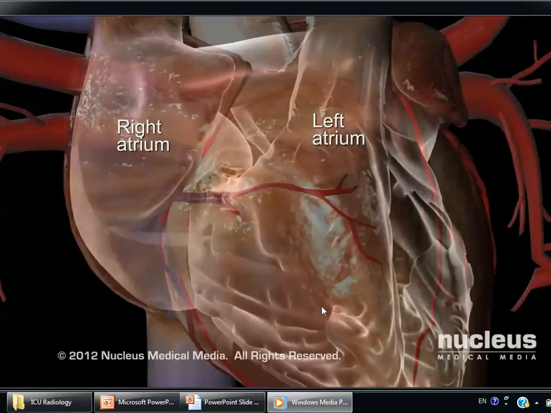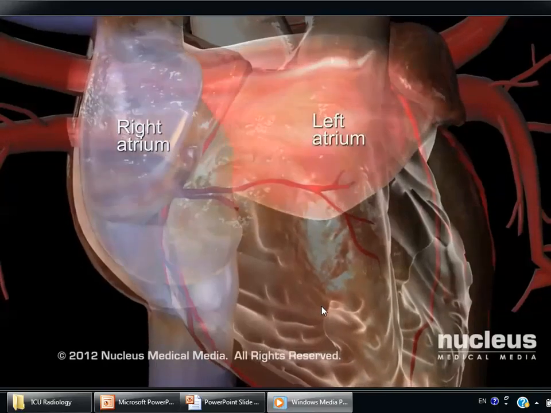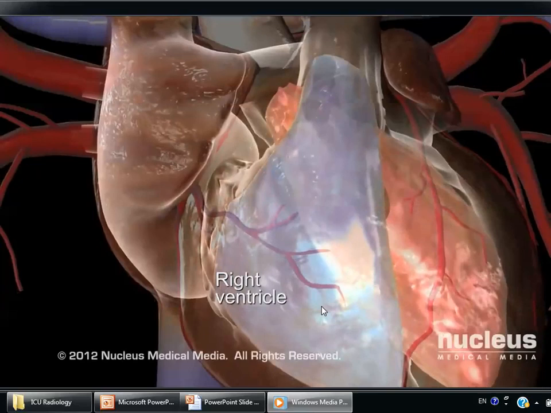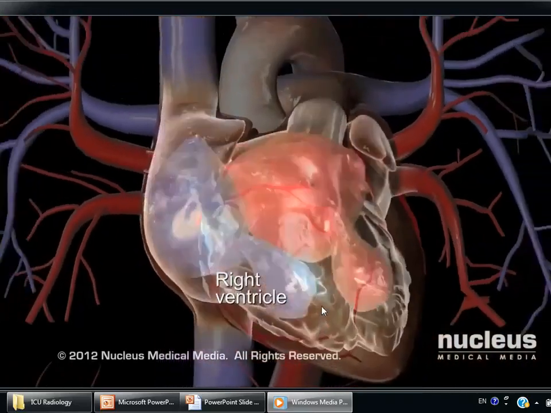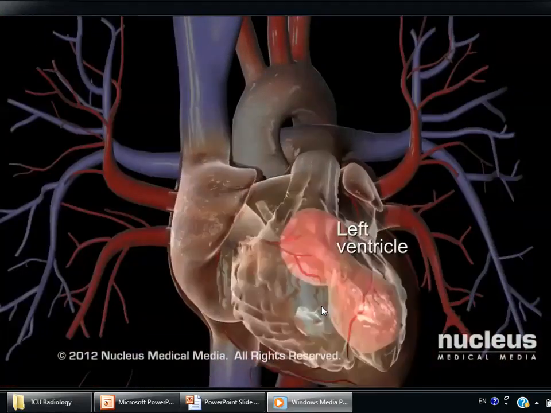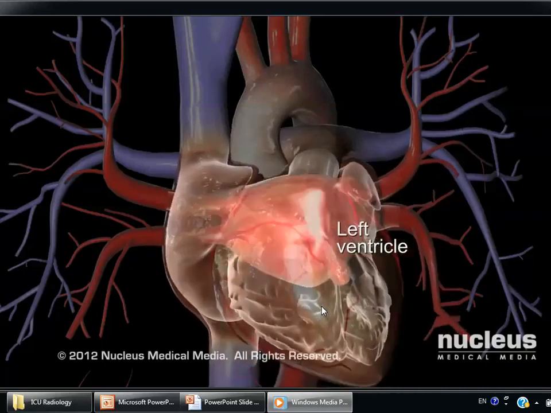Blood collects in the heart's 2 upper chambers, or atria, before filling the 2 lower chambers, or ventricles. When the ventricles contract, blood in the right ventricle is pumped to the lungs and blood in the left ventricle is pumped to the rest of the body.